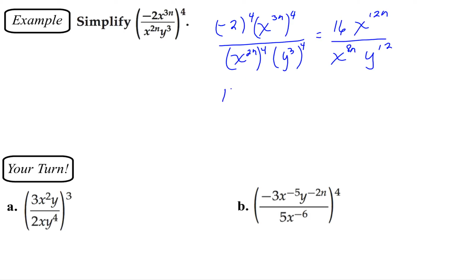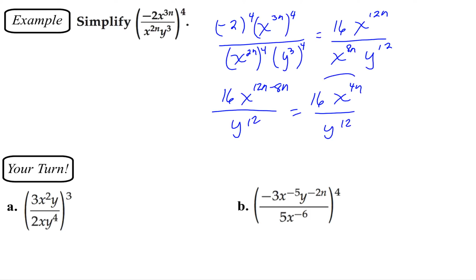So we're going to have 16 x to the 12n minus 8n. I'll just write that one out for this time. 12n minus 8n all over y to the 12. Well, x to the 12n minus 8n, that's x to the 4n, and then it's all over y to the 12th. So that is our final answer. A couple more for you to try on your own.